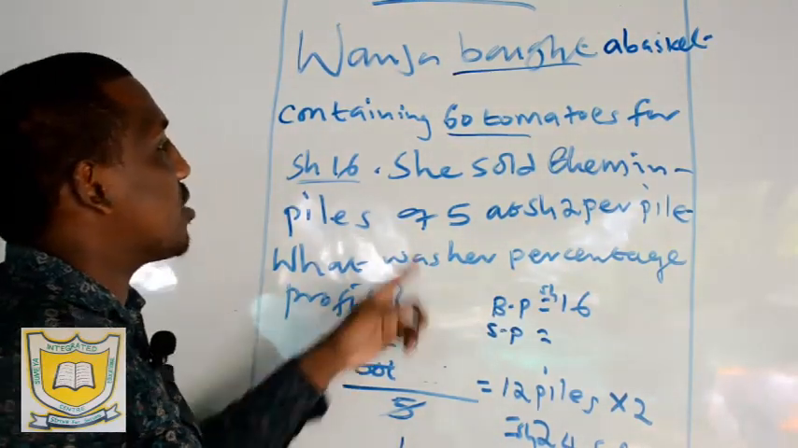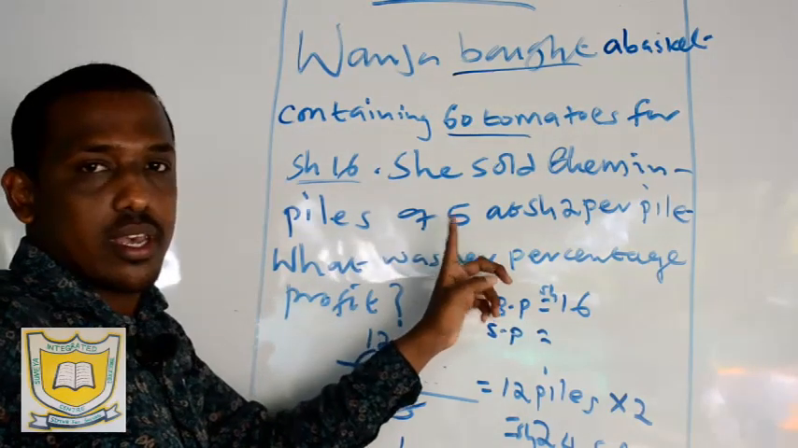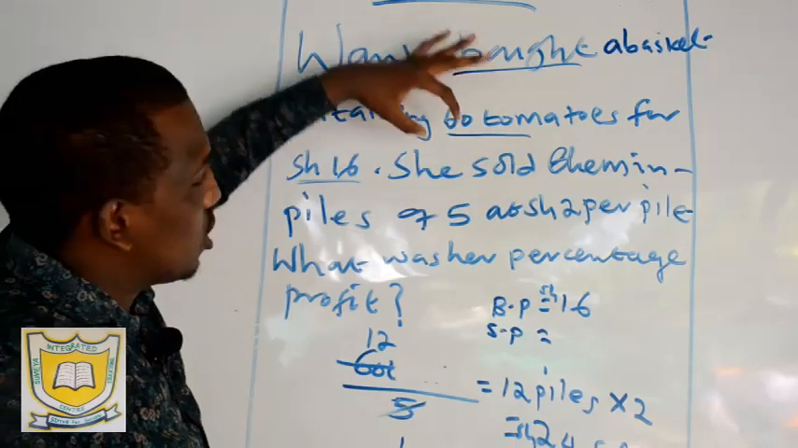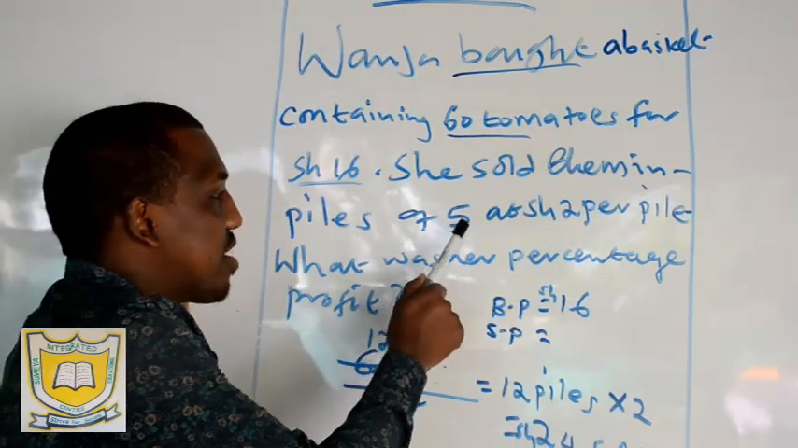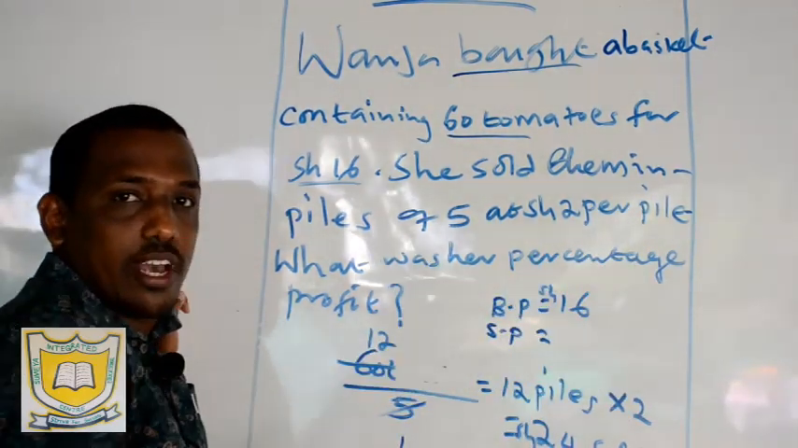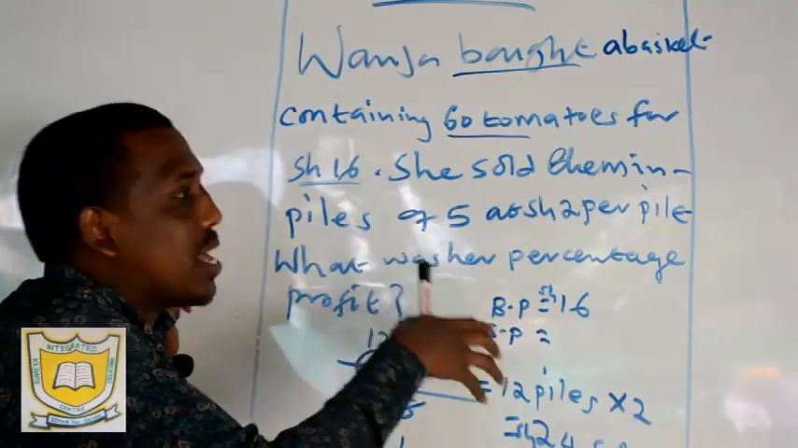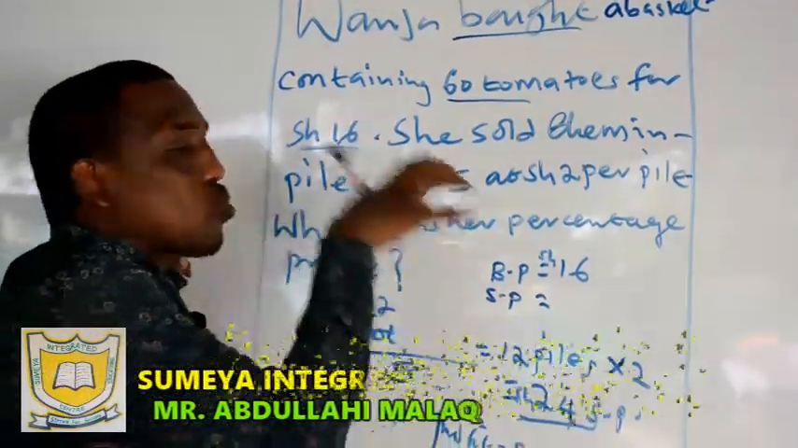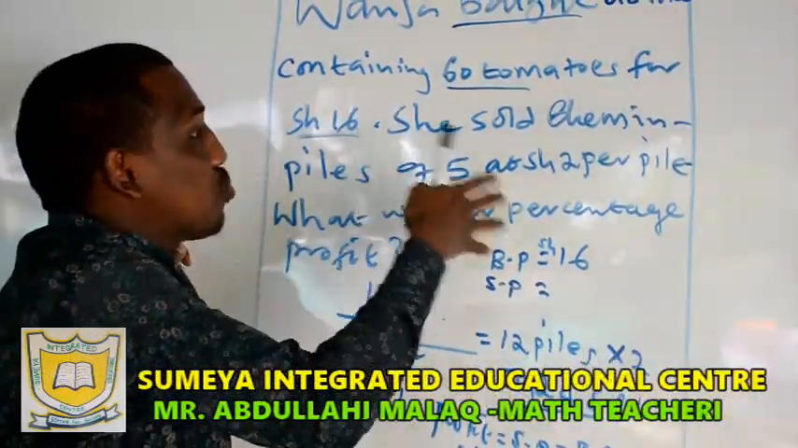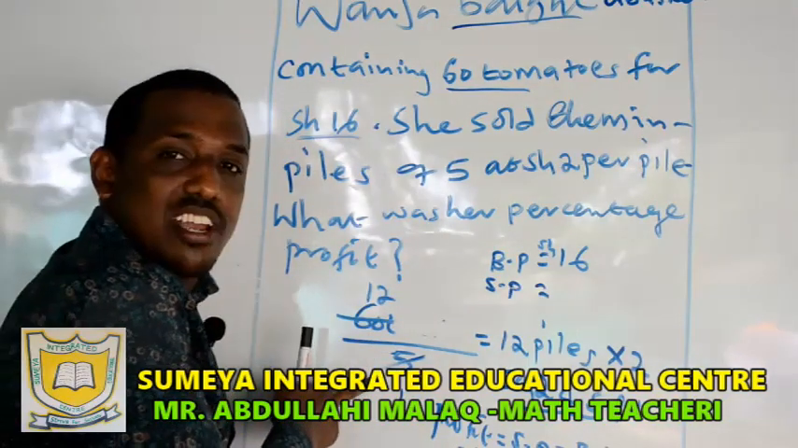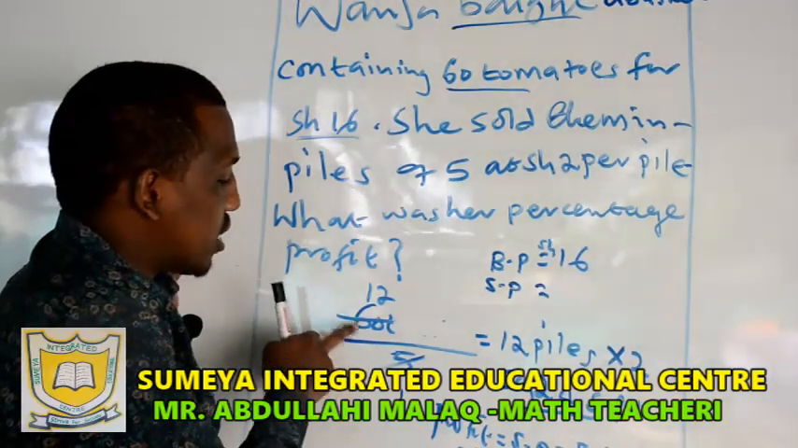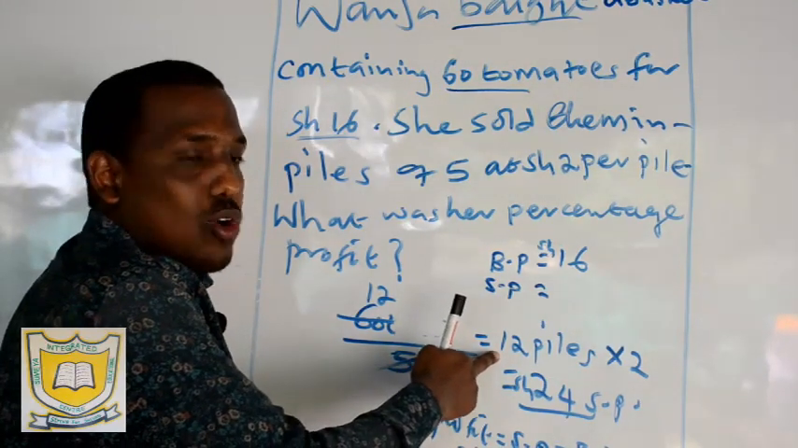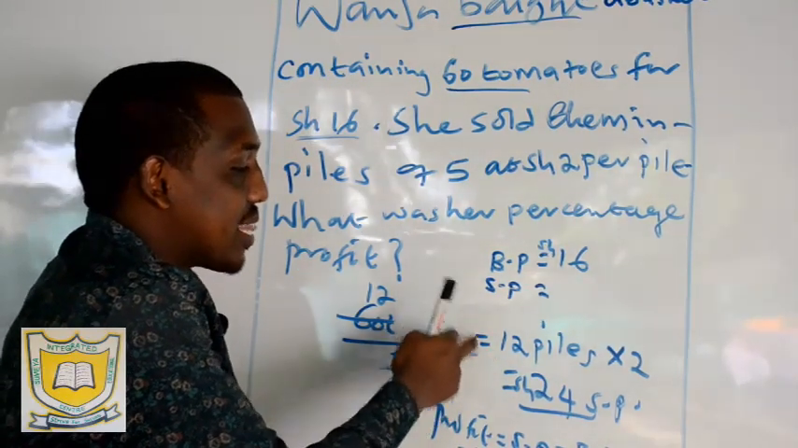To get the number of piles, you say the number of tomatoes divided by the size of the group. Piles of 5, group of 5. So you say 60 divided by 5. How many groups of 5 tomatoes are there in 60 tomatoes? That's what they are saying. Divide by 5 to get the number of piles. So 60 divided by 5, you will get 12. These are the number of piles.